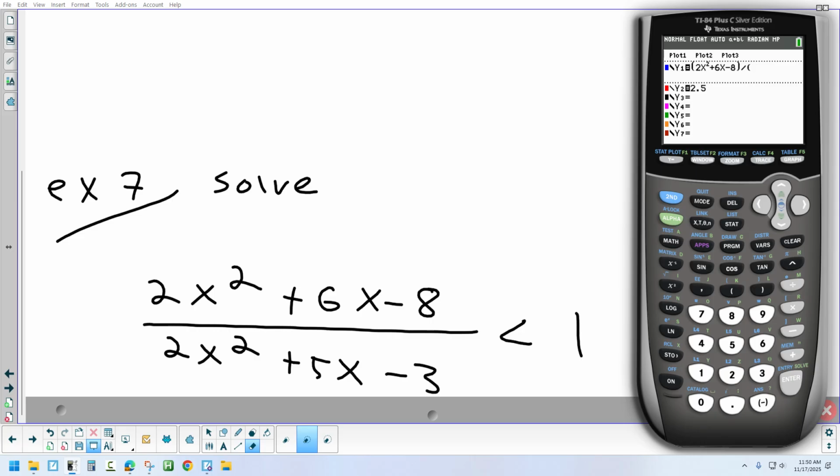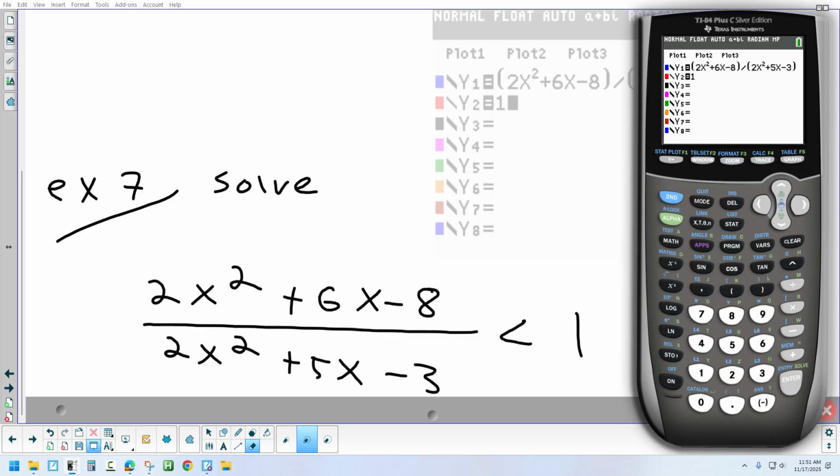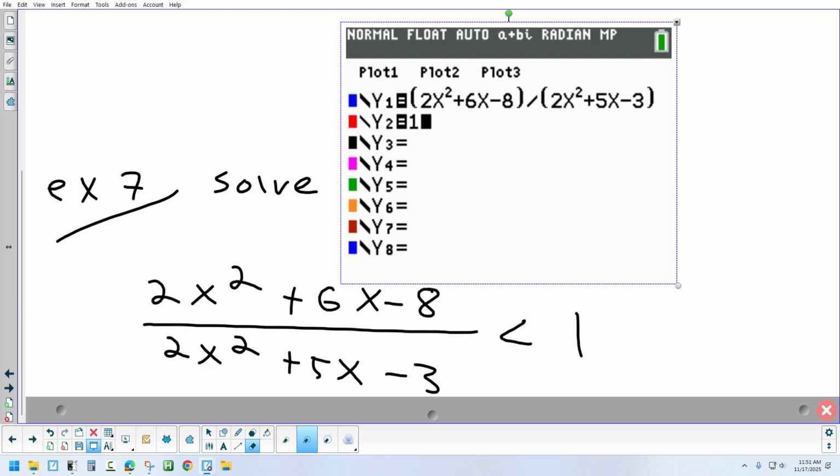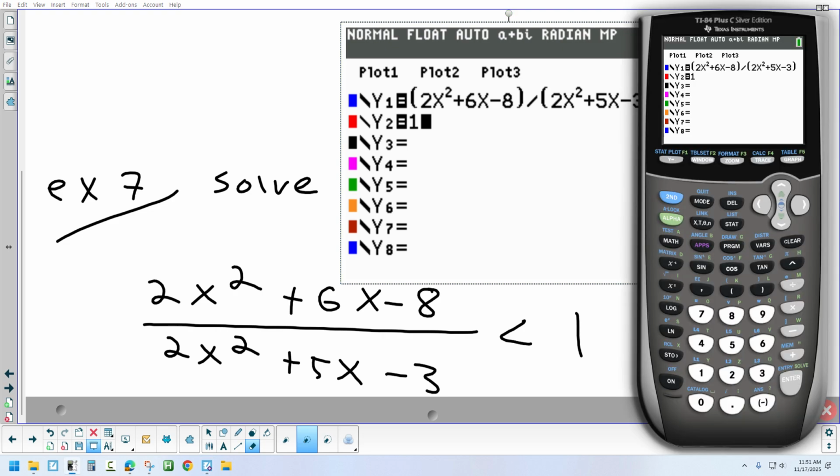So divided by 2x squared plus 5x minus 3. So you put everything on the left in y1. What's going to go in y2? 1. And just so we remember which graph is which, we're looking for where the blue graph is less than the red graph. So where is the blue one under the red one? We'll do zoom 6.